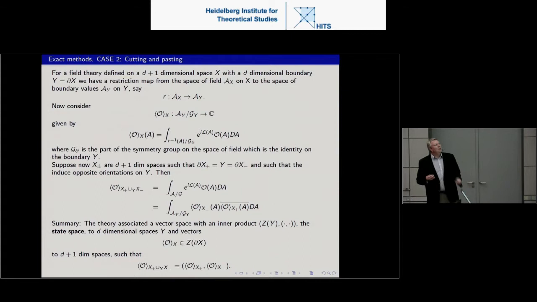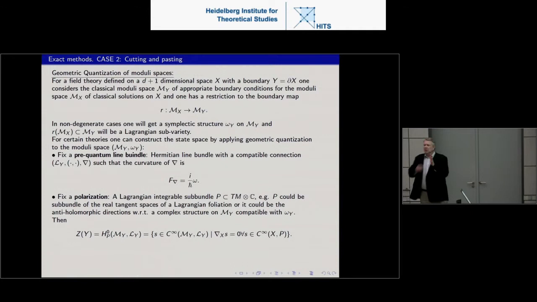This means that I have to just determine these vector spaces and then these states in there. Okay, now the question is, how can I actually try to construct this vector space in one dimension less than I'm interested in, namely what would be boundary values?